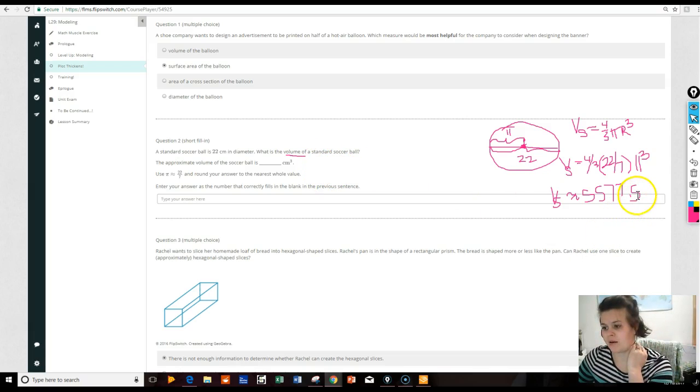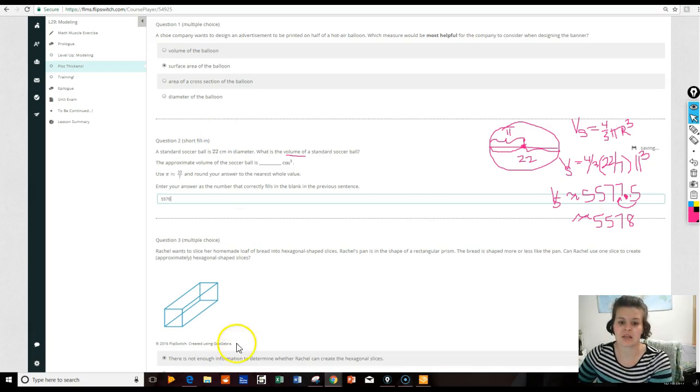So, this 0.5, I'm going to ask myself, it's 5, so that means it would round that value up to 8. So 5,577 and 0.5 is closer to 5,578. So it's approximately 5,578 centimeters cubed.